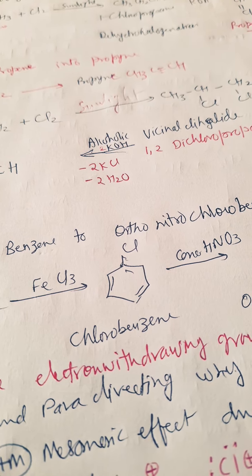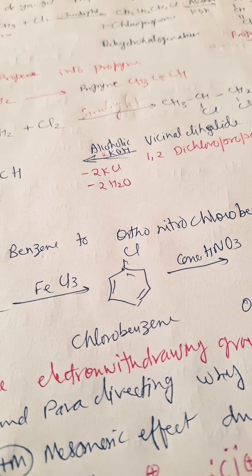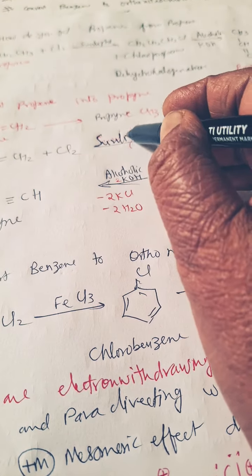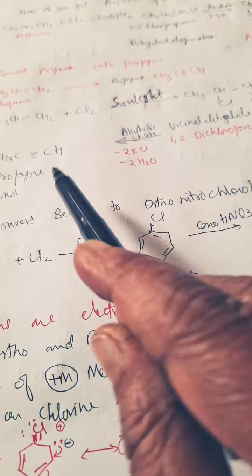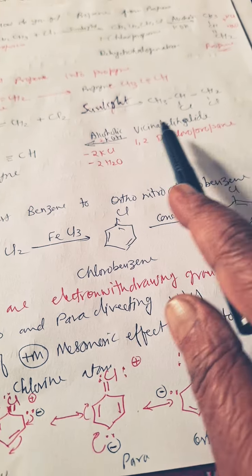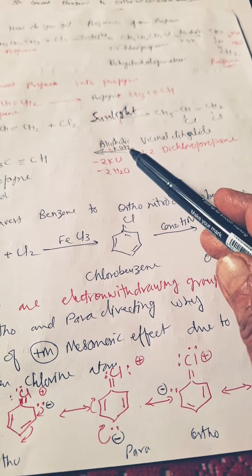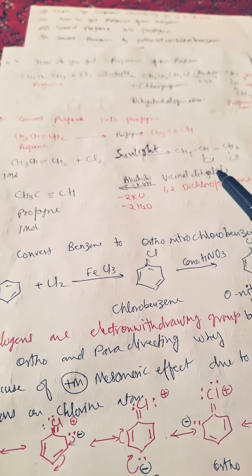We will get vicinal dihalide. This is known as 1,2 dichloropropane. Okay, sunlight you write down yourself. And propyne will be obtained when we treat this vicinal dihalide with alcoholic KOH. So with alcoholic KOH, again dehydrohalogenation takes place.